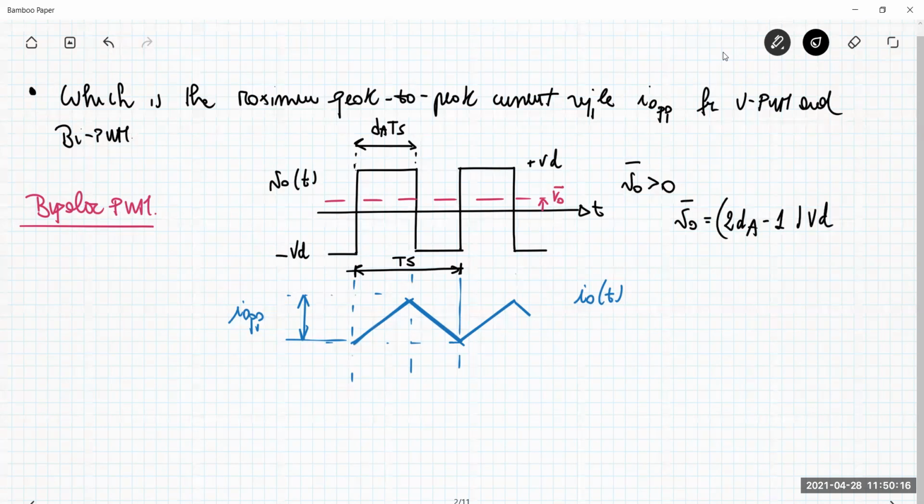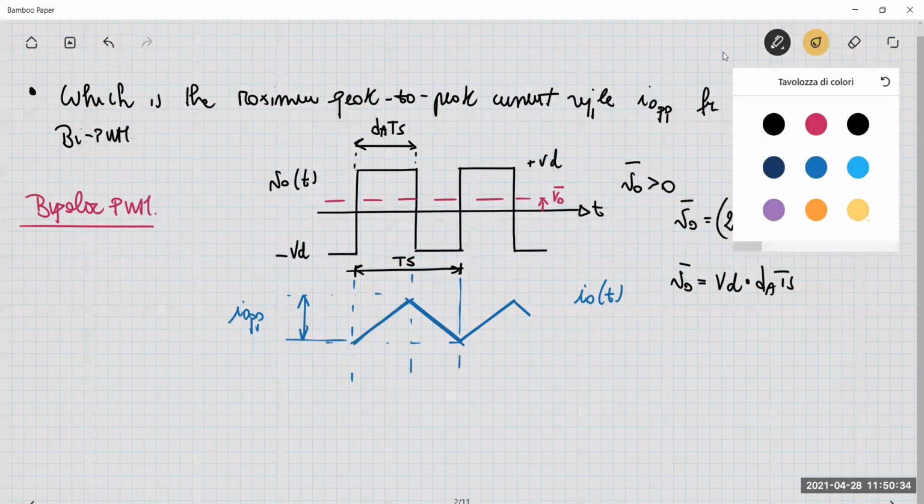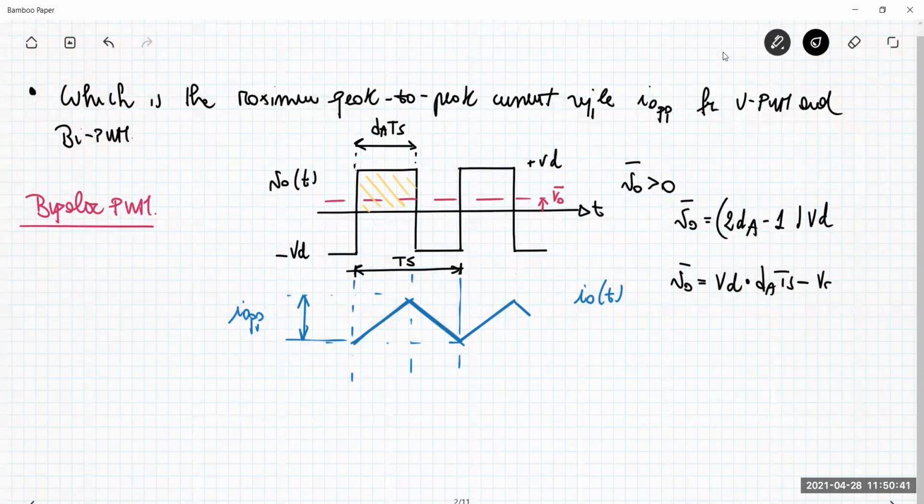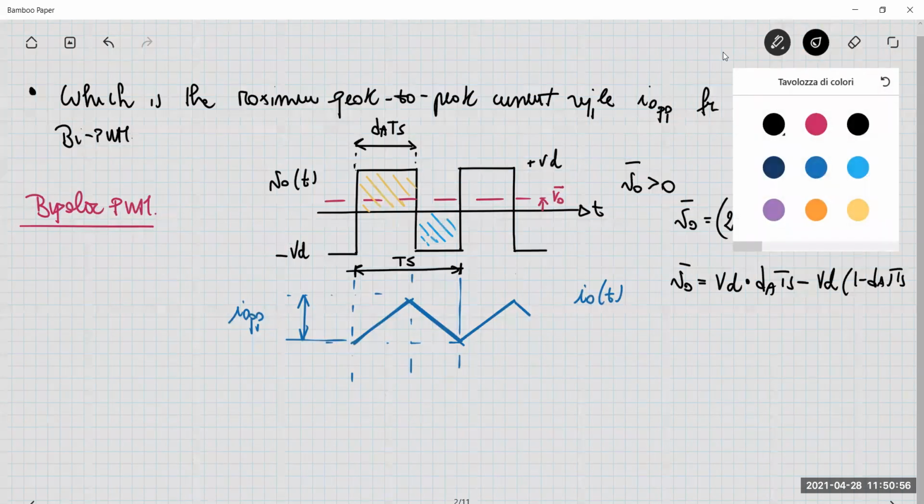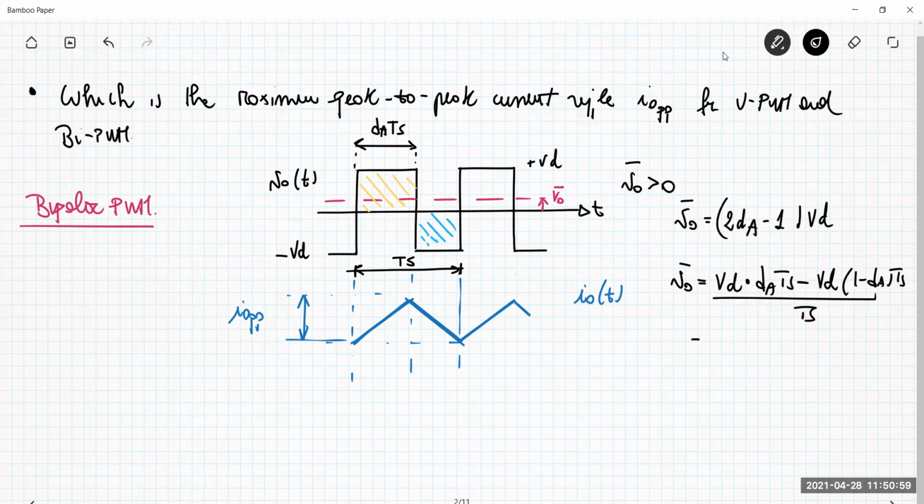This is the waveform of the voltage at the output. So the average value is given by Vd multiplied by dA TS, and this is this area here, minus Vd times (1 minus dA) TS, and this is this area here, and then we have to divide by TS.